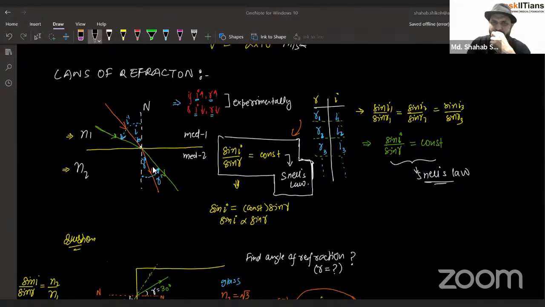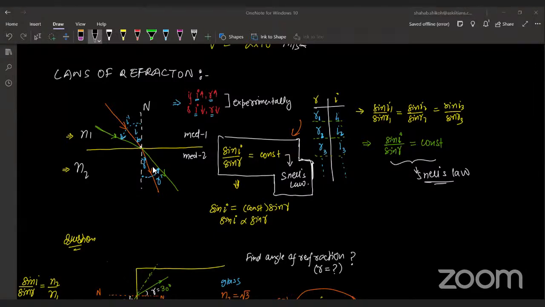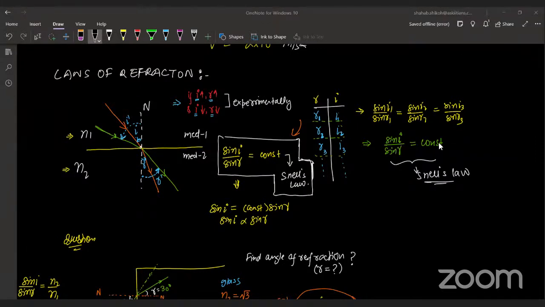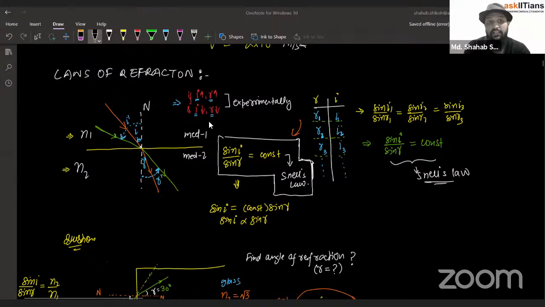Our class was only for 1 hour, guys. Oh my God, we have only a few minutes. Okay, let's continue with that. So sine I by sine R is constant, and this law tells us that if you increase the angle of incidence, the angle of refraction will also increase. And Snell's law tells us that if light is going from denser to rarer, it will bend away from the normal, but if it is rarer to denser, it will bend towards the normal.